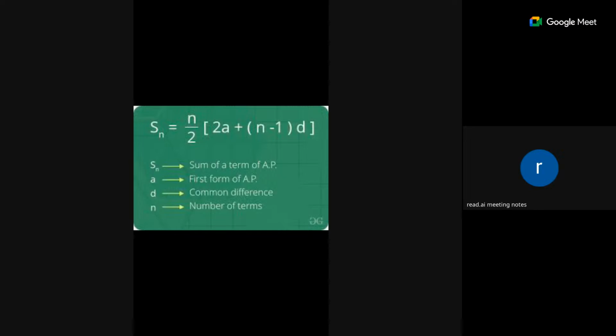So in case you want to write it down, this is the sum of an AP. We say, what's the meaning of Sn? That is the sum of the terms of the AP. The a means the first term of the AP, the d means the common difference, and the n means the number of terms.